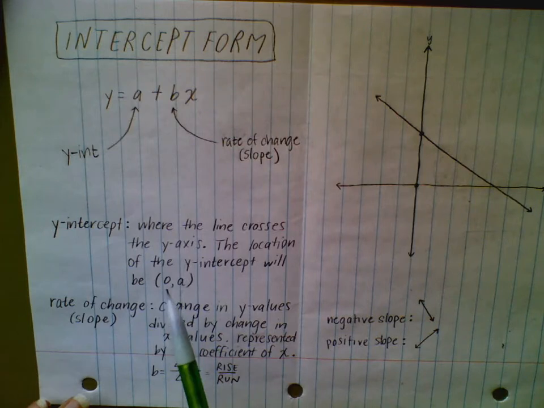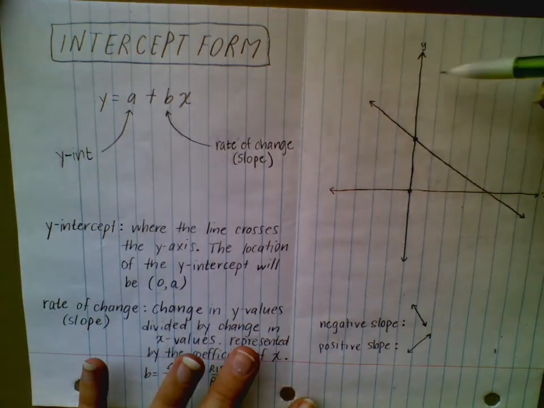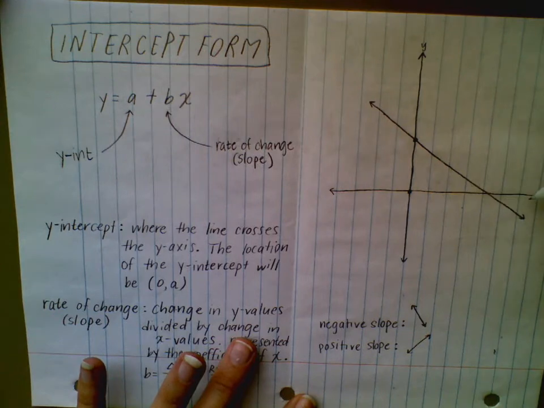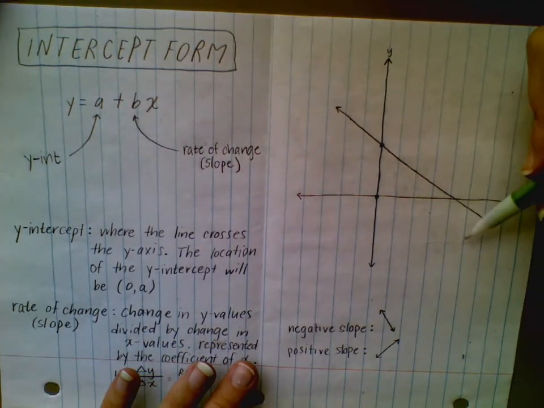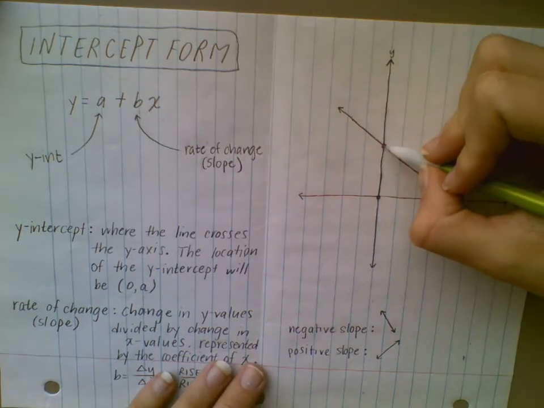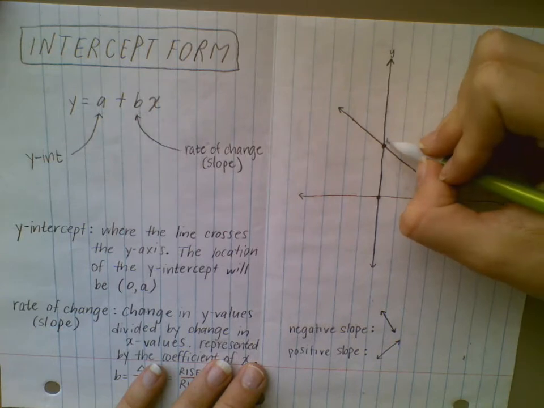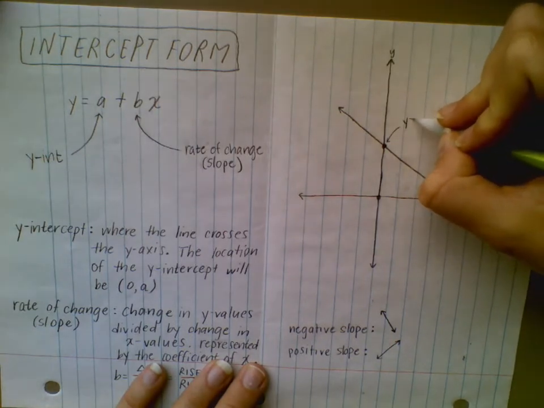Again, just to refresh your memory, the y-intercept is where the graph crosses the y-axis. The location of the y-intercept will be (0, a). So let's take a look at that on the graph. So we're looking at our coordinate plane, our y-axis and our x-axis, and then we're looking at this graph of a line. So we can see right here, that's where the graph crosses the y-axis. So that is the y-intercept.